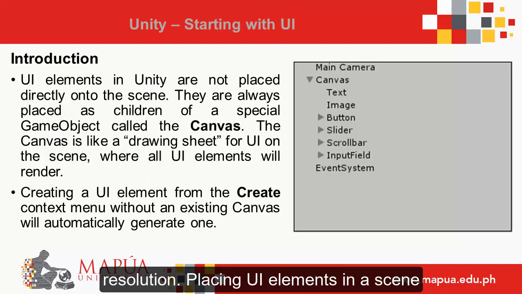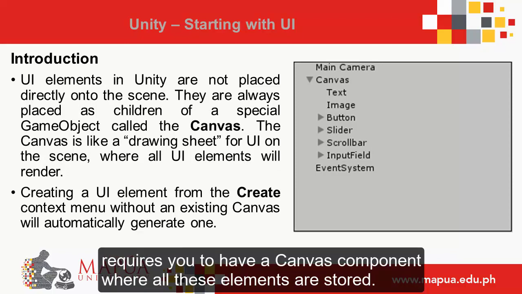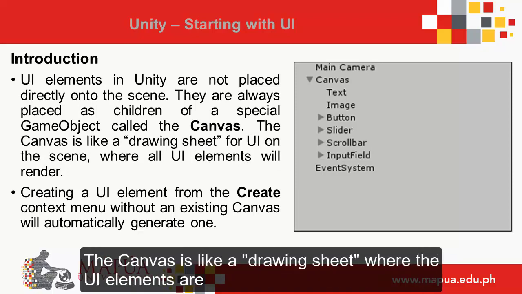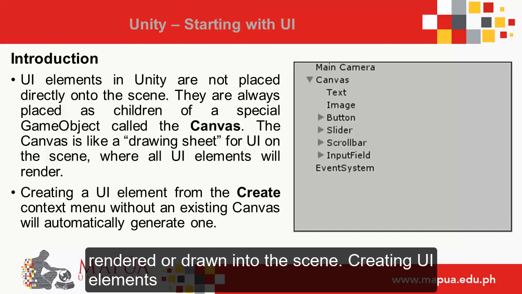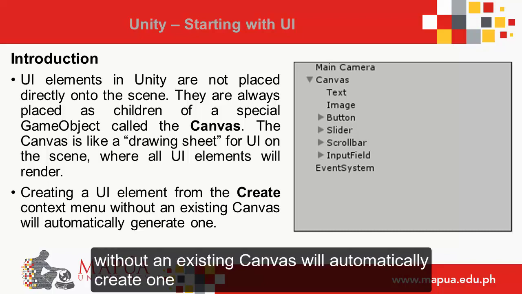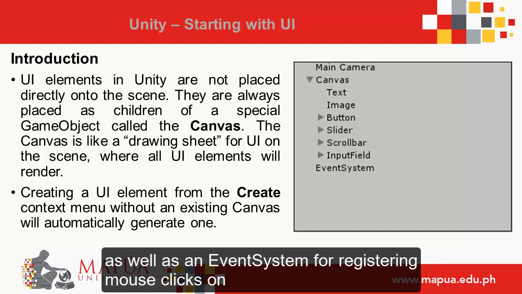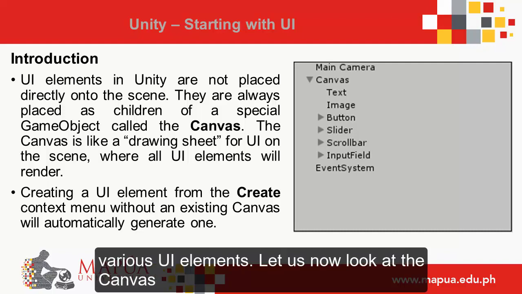Placing UI elements in a scene requires you to have a canvas component where all these elements are stored. The canvas is like a drawing sheet where the UI elements are rendered or drawn into the scene. Creating UI elements without an existing canvas will automatically create one, as well as an event system for registering mouse clicks on various UI elements.